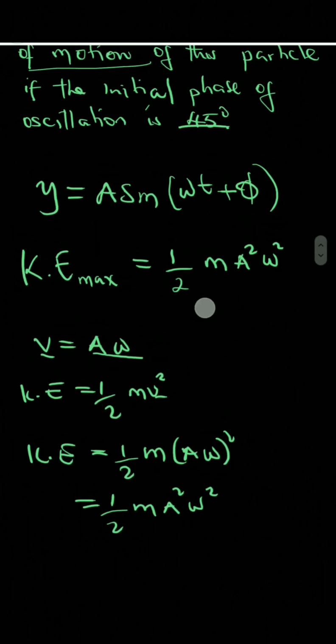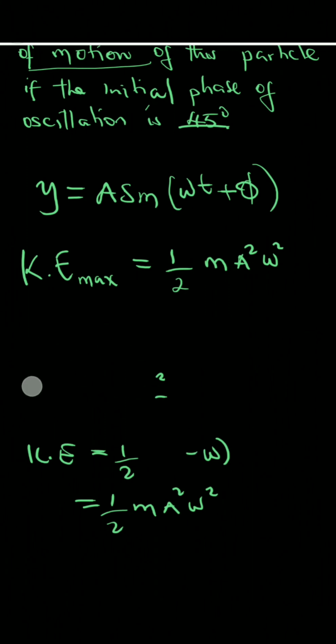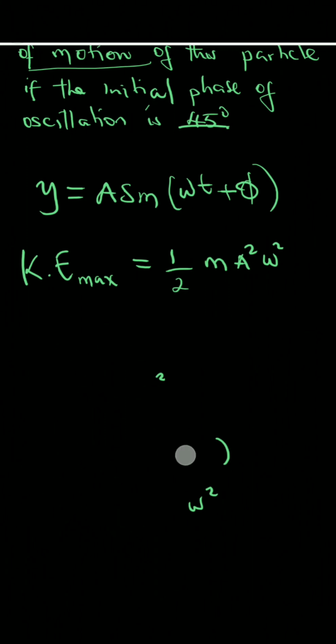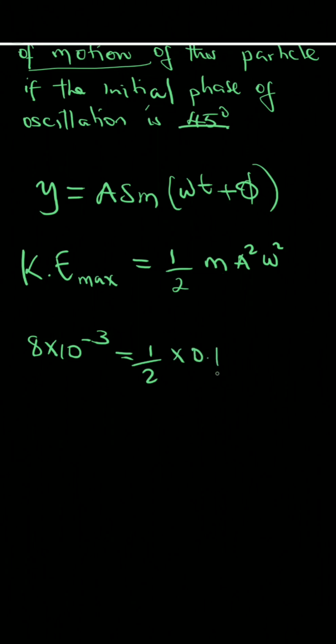All right, now I'm going to wrap this part, and now I'll start substituting the values that are given in the question. Kinetic energy is given as 8 times 10 to the power negative 3 joules, which is equal to half times the mass, which is 0.1, and the amplitude is 0.1 squared, times angular frequency squared.